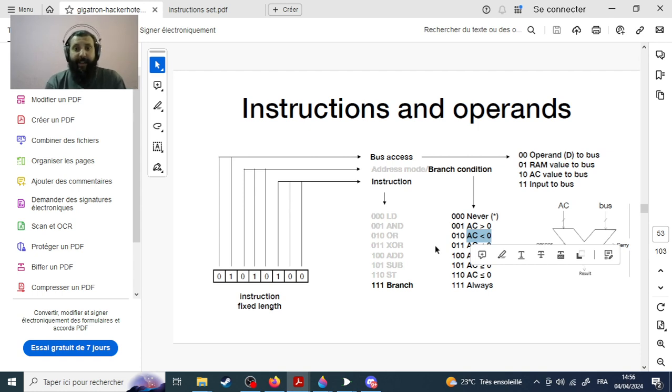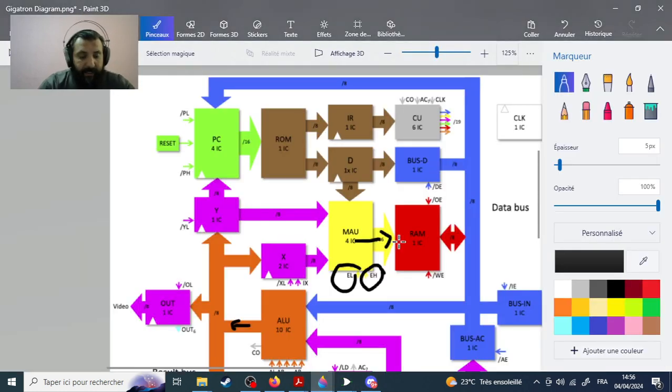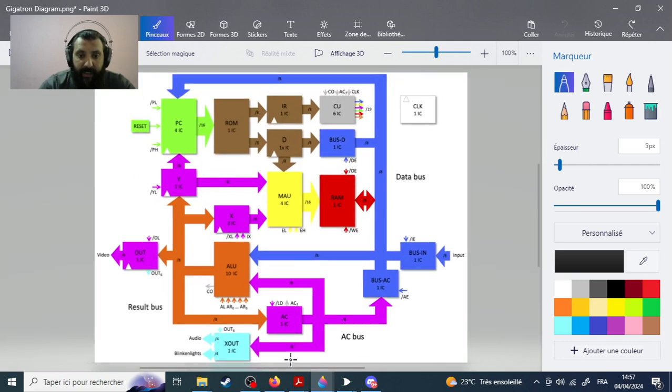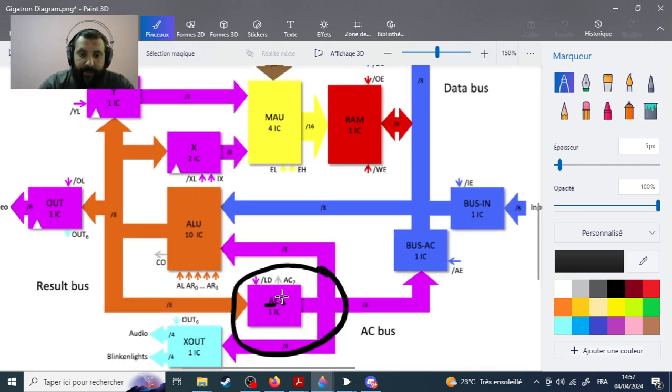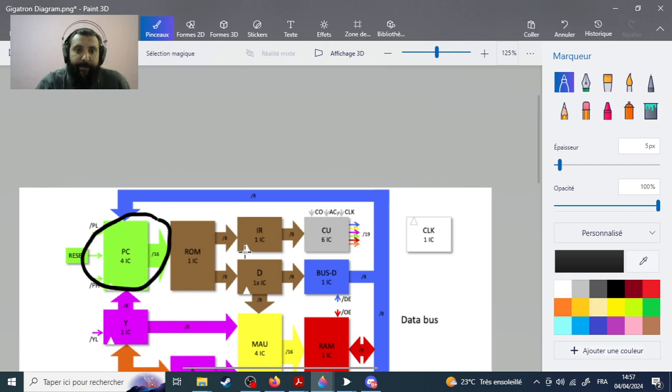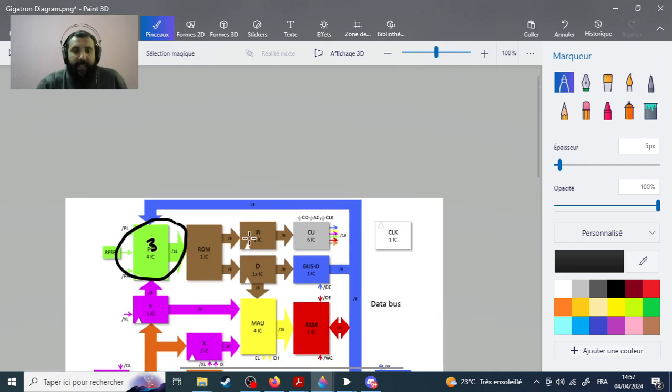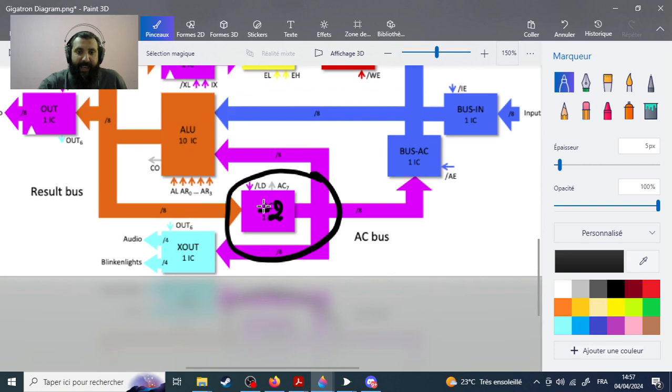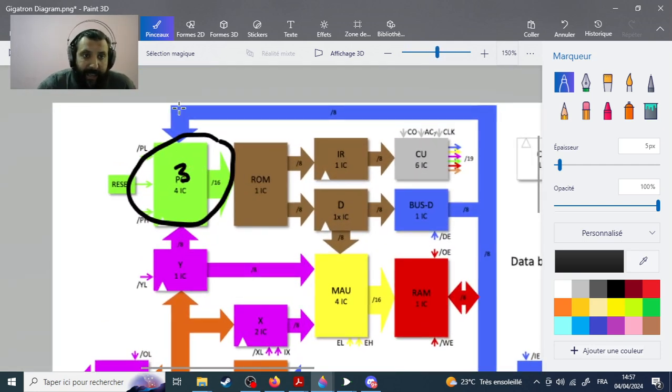If IC contains a value, I don't know, -2 for instance, a negative value, less than 0, the instruction will jump to another address. That means the PC will change. The PC will take another address. For instance, the PC contains the address 3. If the condition is correct, now the PC will get another different address. We jump to another different address.